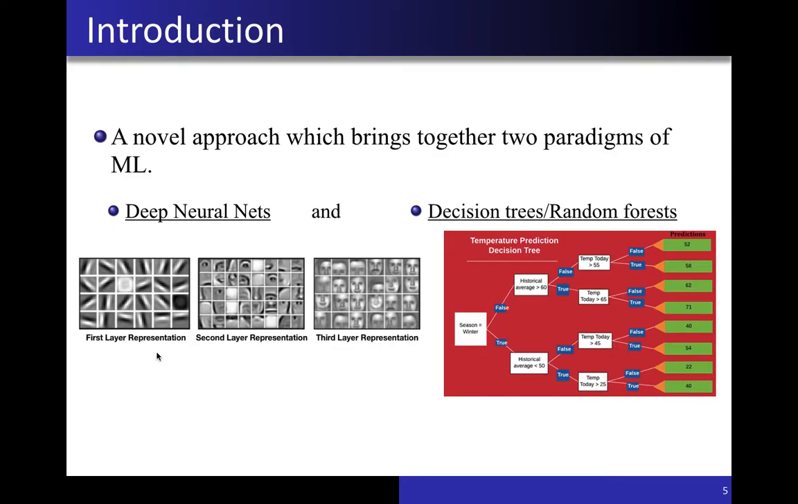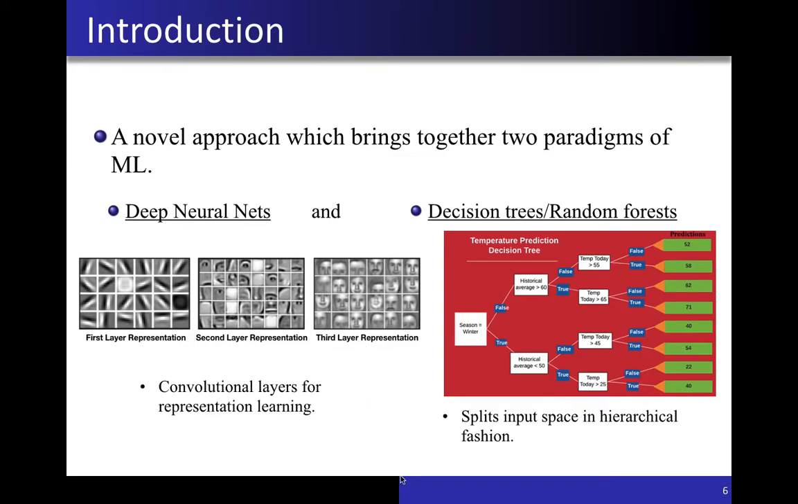of a neural net, we see that CNN learns a range of features at different levels. So initial layers learn very basic features, while the layers which are at a deeper level learn more complex, nuanced features. And on the right, we have a very simple example of a deterministic decision tree.